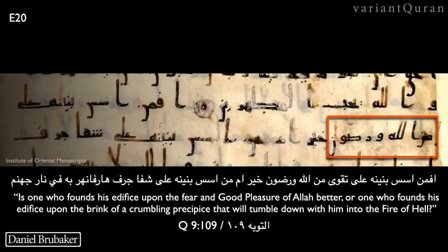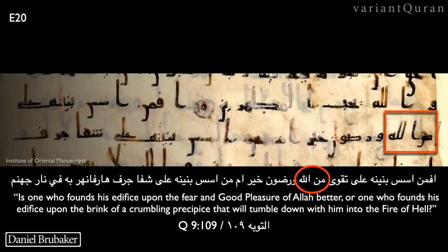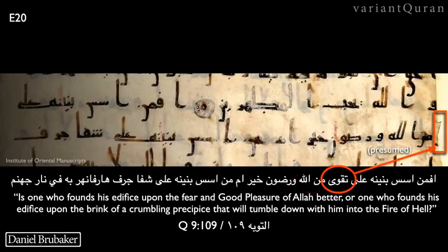So once again, we have the words covering the word Ridwan written over an erasure here, and the words min Allah. Okay, and we cannot see the word Taqwa in this case because part of that page has been lost. But I assume that the word Taqwa existed there first.